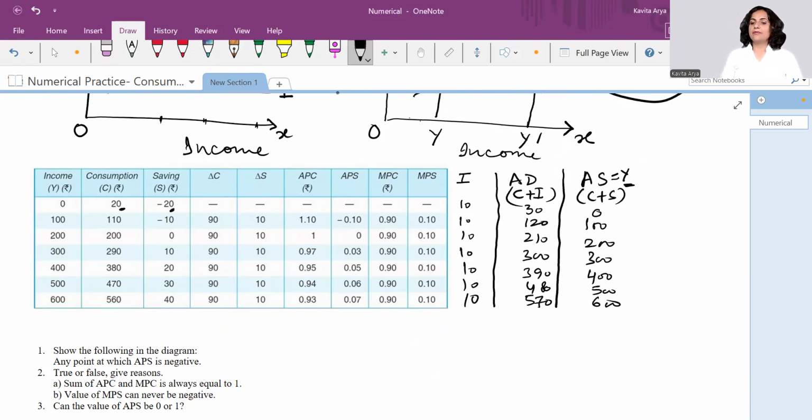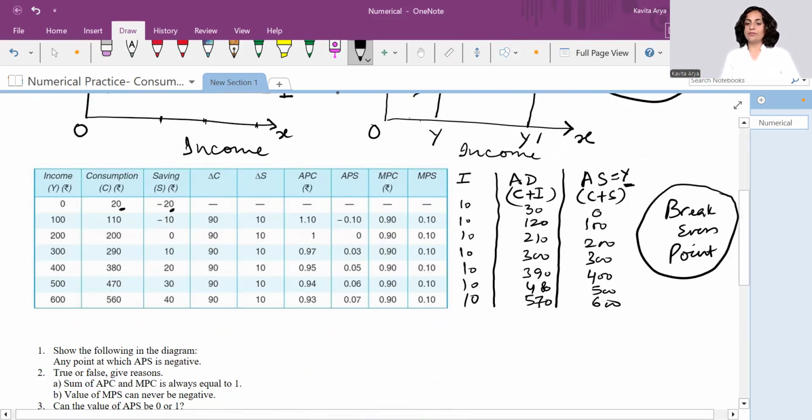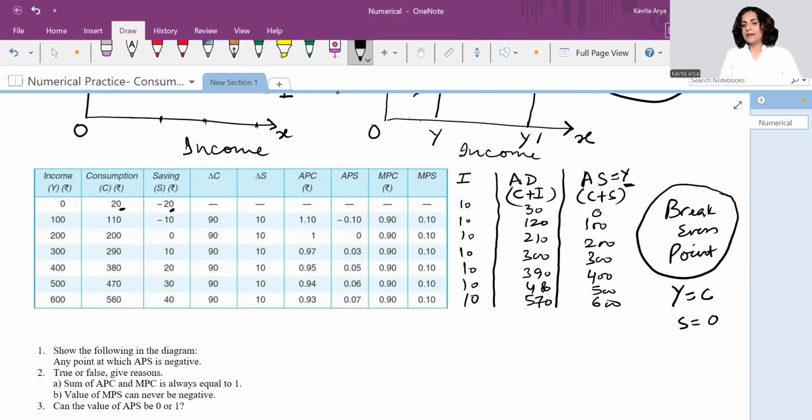So for break even, remember, break even, what does it mean? You know, this chapter gives you this vital point and you must understand it. That level of income where whatever you are earning, you are consuming. It means you are saving zero. Zero means you are neither asking for money nor you are saving any money. Savings are neither negative nor positive.